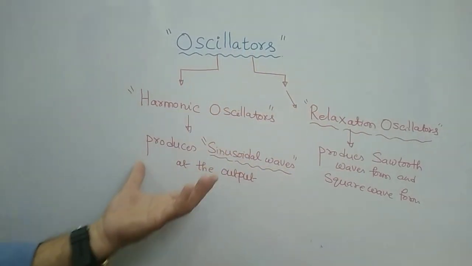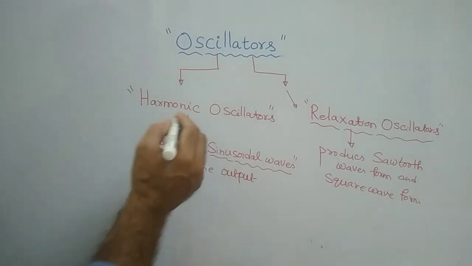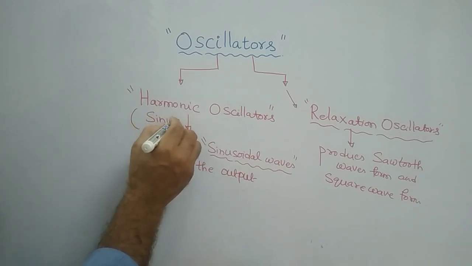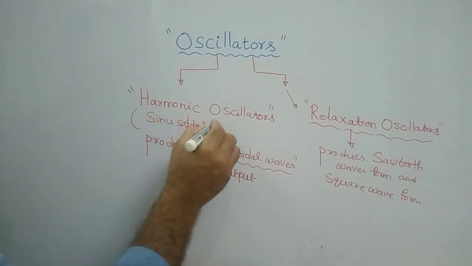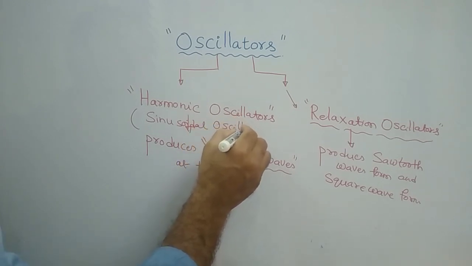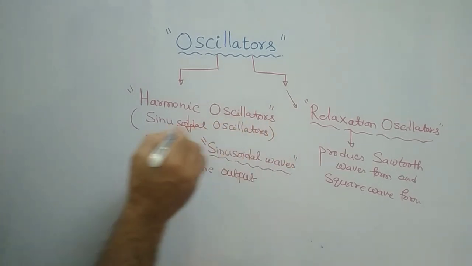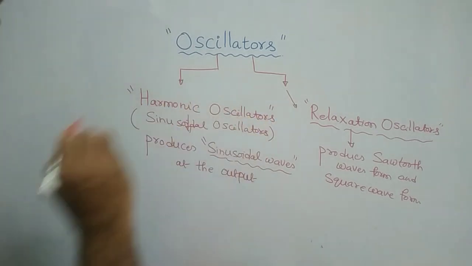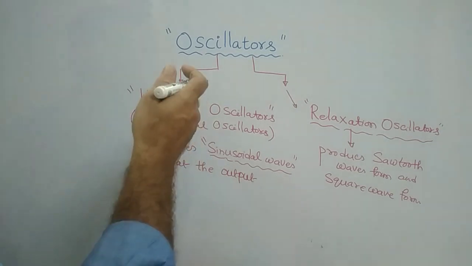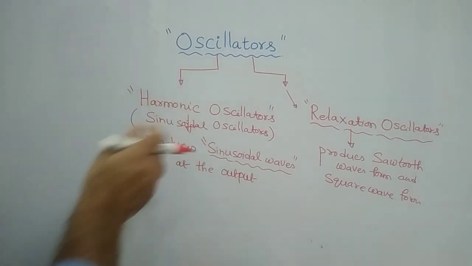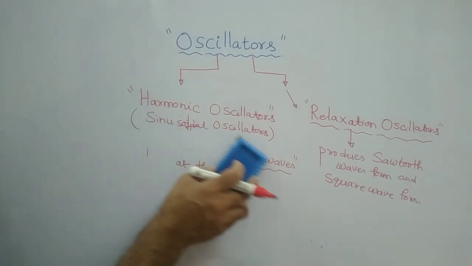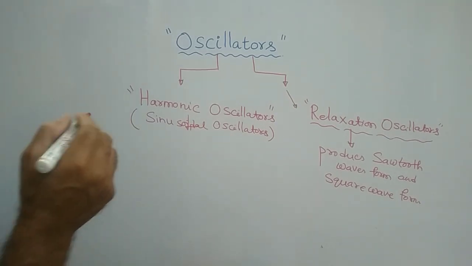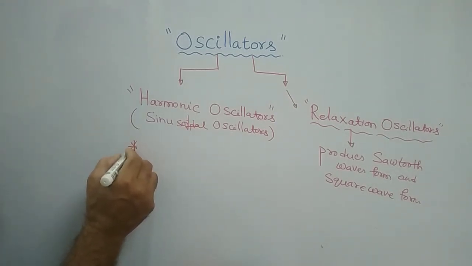Clear? Harmonic oscillators are also called sinusoidal oscillators. This is another name for them. So what are the various examples under harmonic oscillators? Under this we have a few important categories of oscillators.